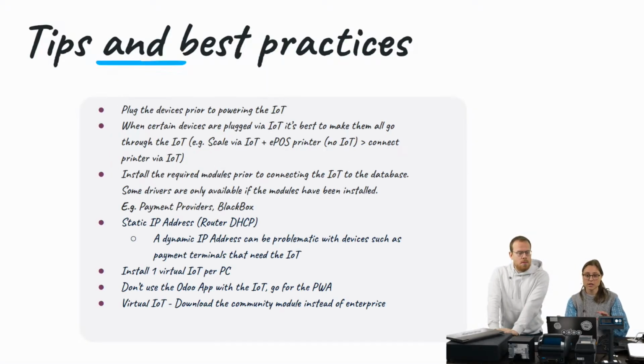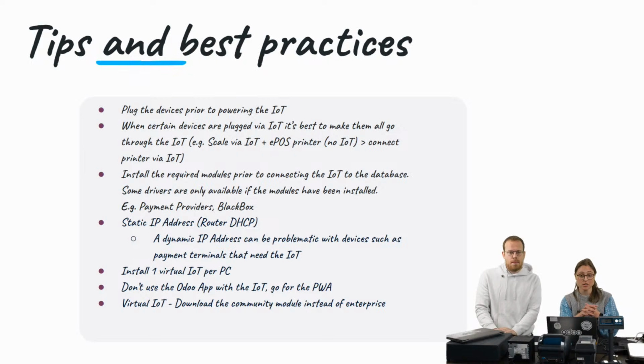So some tips, like we said, just plug the devices prior to powering the IoT. When certain devices are plugged to the IoT, we're going to see that together, it's best to make them all go through the IoT. So if you have an EPOS printer, make sure to make it go through the IoT. Install the required modules prior to connecting the IoT. So if you are connecting a Worldline, make sure the module is installed previously. With the black box, it's the same. And use a static IP address. If you have a dynamic one, you can have issues, especially when you work with payment terminals, for which you need to enter the IP address of the IoT.